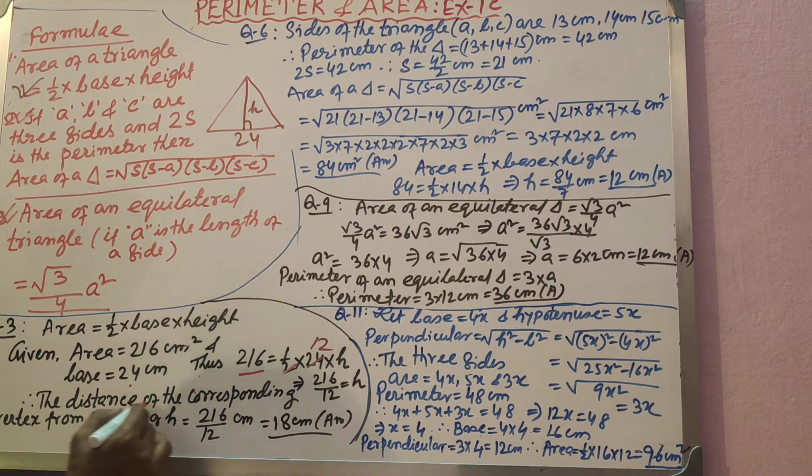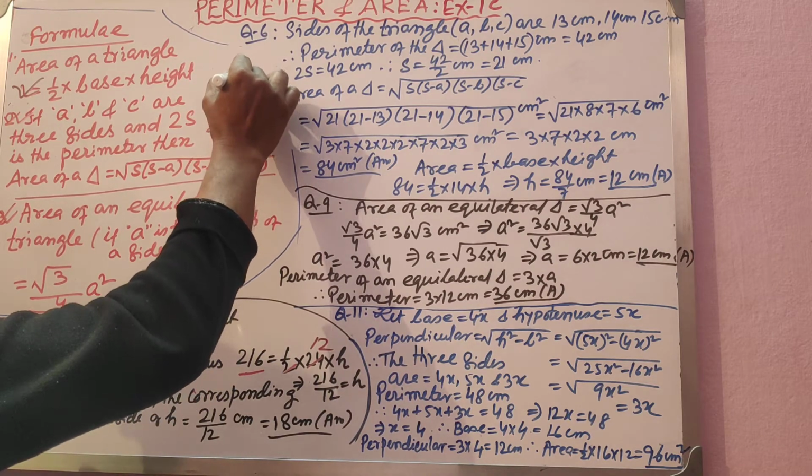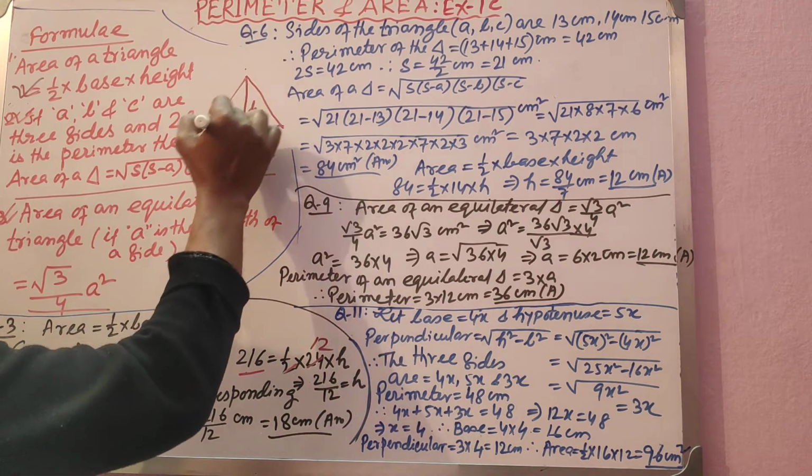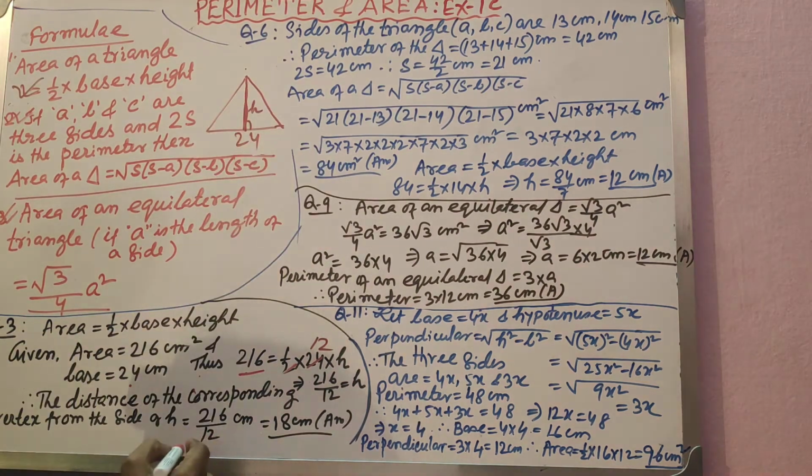Therefore the distance from the corresponding vertex to the side, from this vertex, means exactly the altitude. Could you understand? That will be 216 by 12, which will be 18, so it will be 18 centimeters. I hope you have understood.